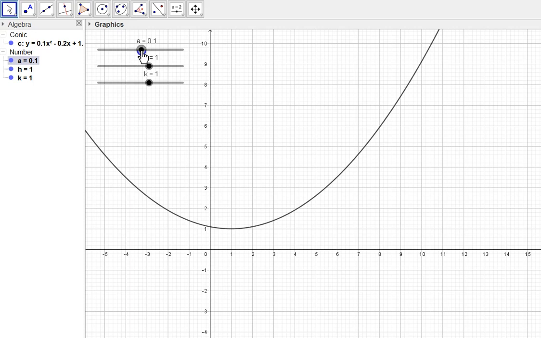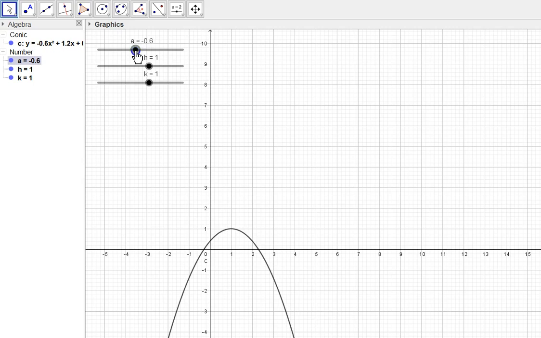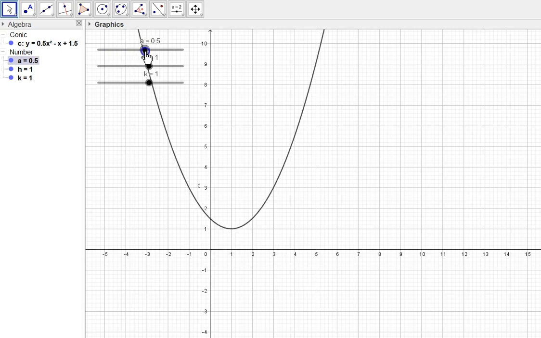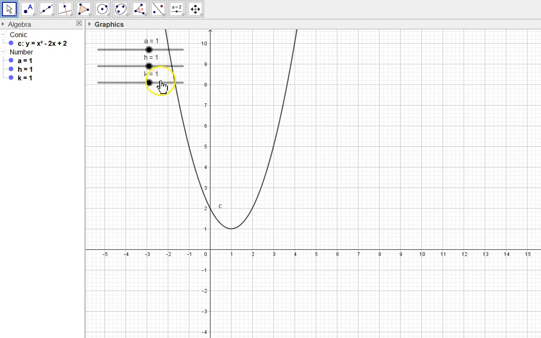As soon as I go to 0, it's a flat line. And then it goes into negatives. And you can see that gives us our negative parabola. And of course, numbers between negative 0.1 and negative 1, obviously a bit wider, and then of course as we get more and more negative, the graph gets thinner and thinner. So I'll just take that back to 1, and we'll have a look now at how h affects the graph.